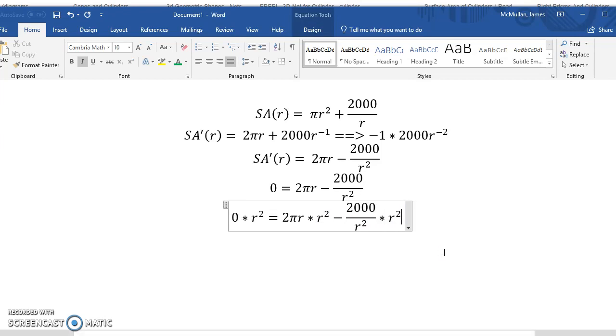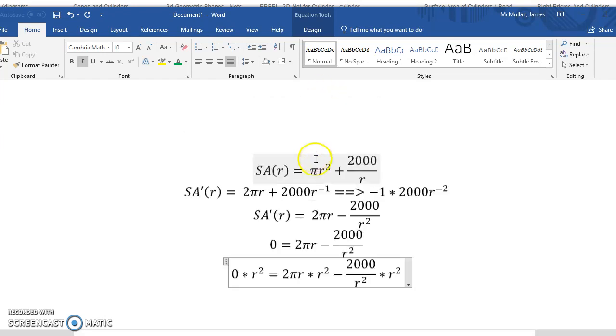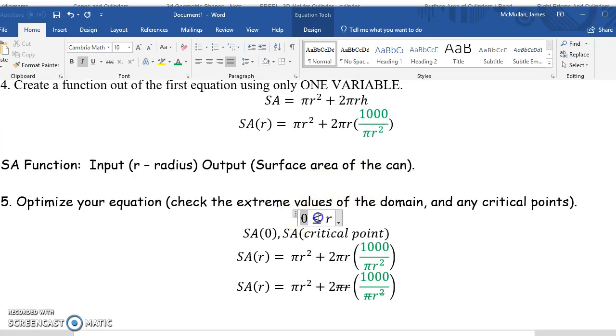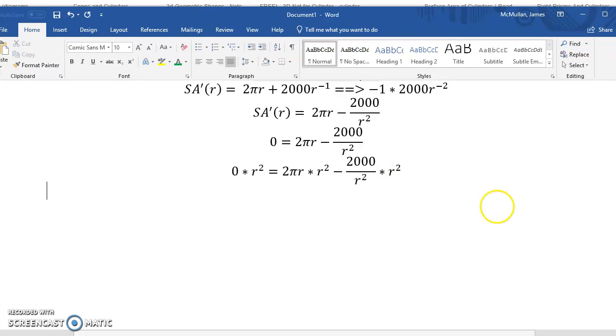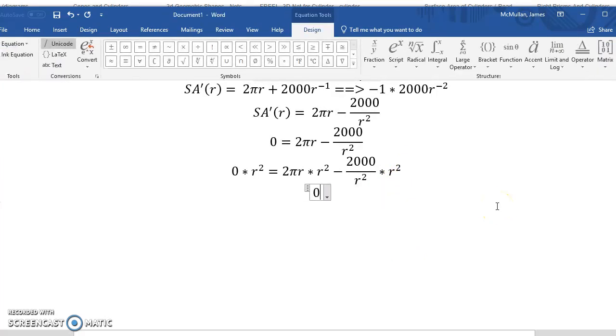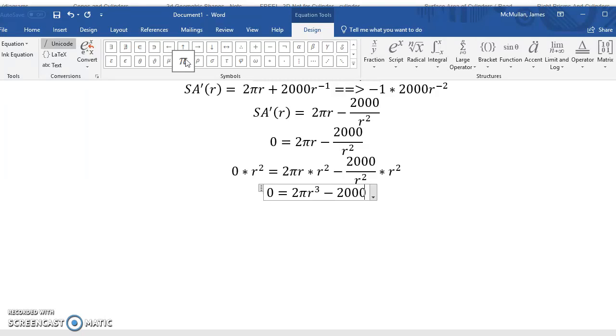Of course, the denominator being 0 could be a problem because that would be a place where we have an asymptote, but we're not going to worry about that because r being 0 is already a number we're checking. Remember, it's part of our interval from before, so r being 0 is not really an issue for us to deal with. And we end up with an equation that just goes 0 equals 2 pi r cubed minus 2,000. And whatever the solution to this is, that's going to tell us the critical point.